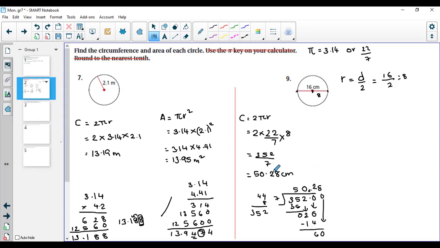Now you would get a similar answer if you would use 3.14 also. It will be 16 multiplied by 3.14. If the last decimal points don't matter, like in case you get 50.3 or 50.29, that's okay. So let's find the area now.